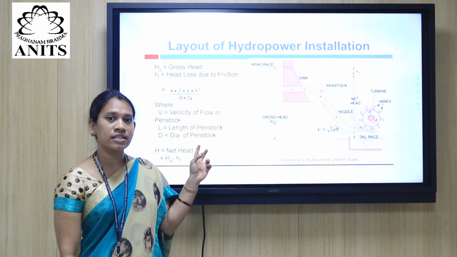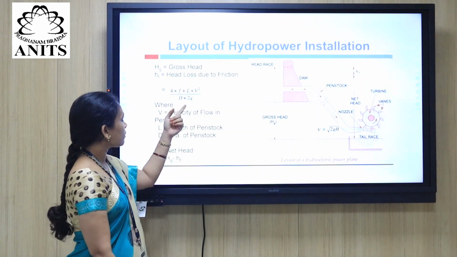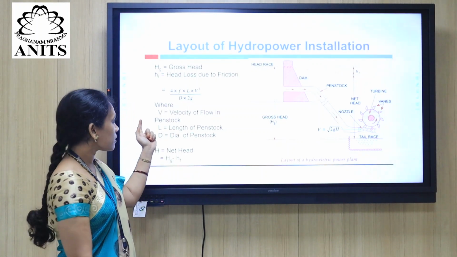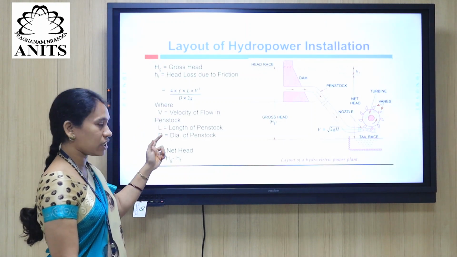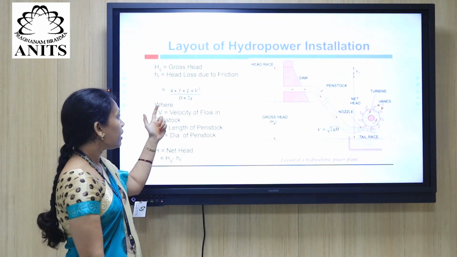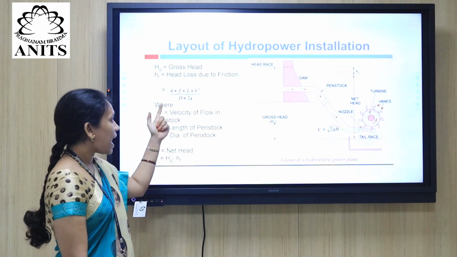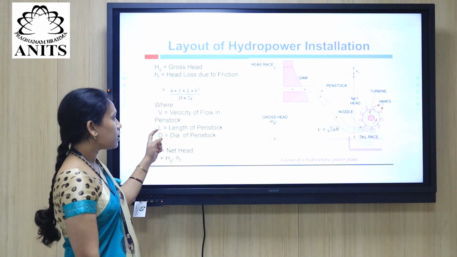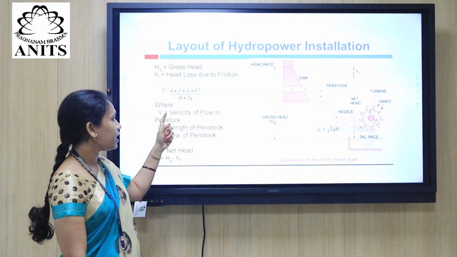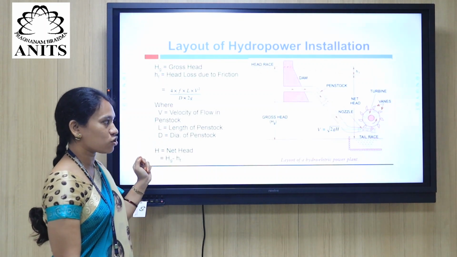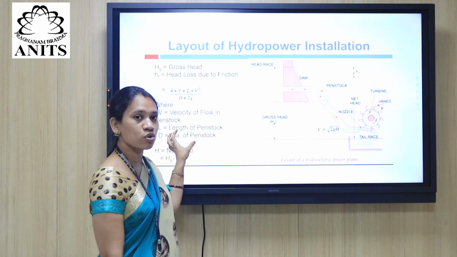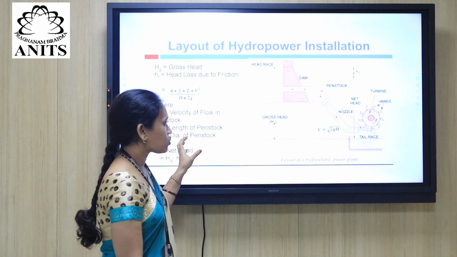So major loss is due to friction. Here is the formula which is used to calculate major loss, that is 4FLV²/2gD. We are well aware of this formula. Here f is the friction factor, L is the length of the penstock, V is the velocity in the penstock, g is acceleration due to gravity, and D is the diameter of the penstock. These are the terms used to calculate major loss.